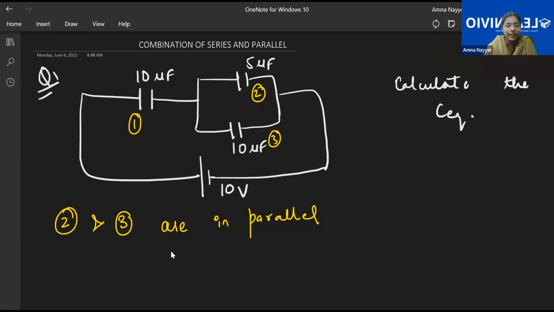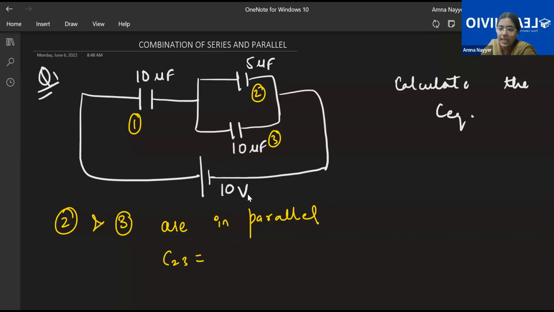So what will be the C equivalent? C23, between these two, will be 1 by C2 plus 1 by C3? Wait, not that. It's just direct: C2 plus C3. What's the answer? Tell me the answer directly. 15 into 10 raised to minus 6. Very good. See, they are connected in parallel. In parallel, we directly add them.